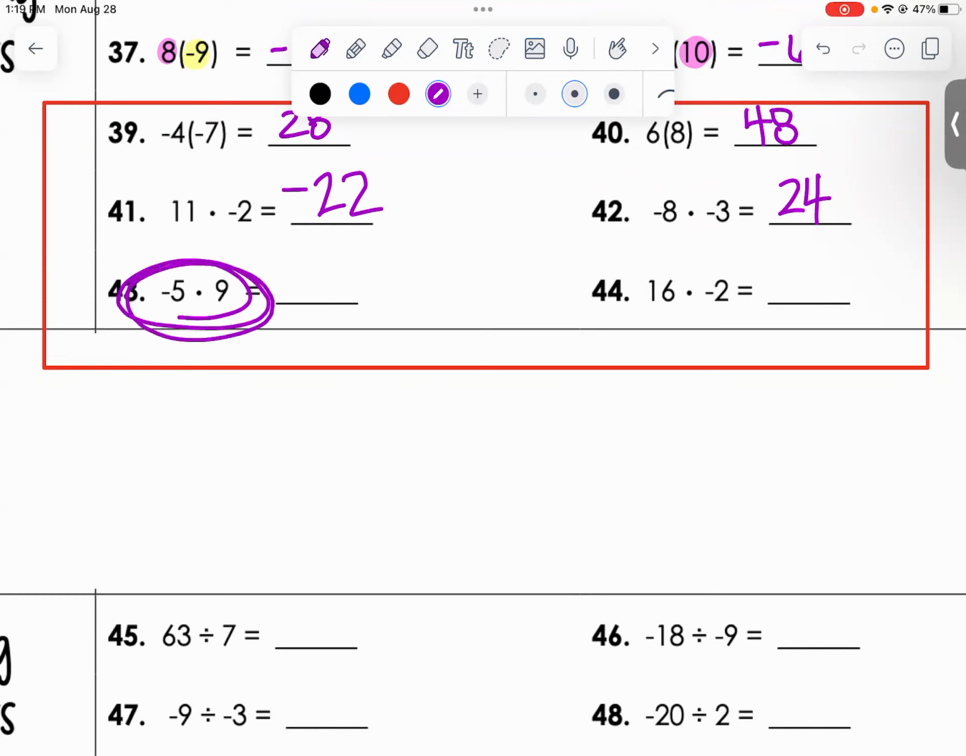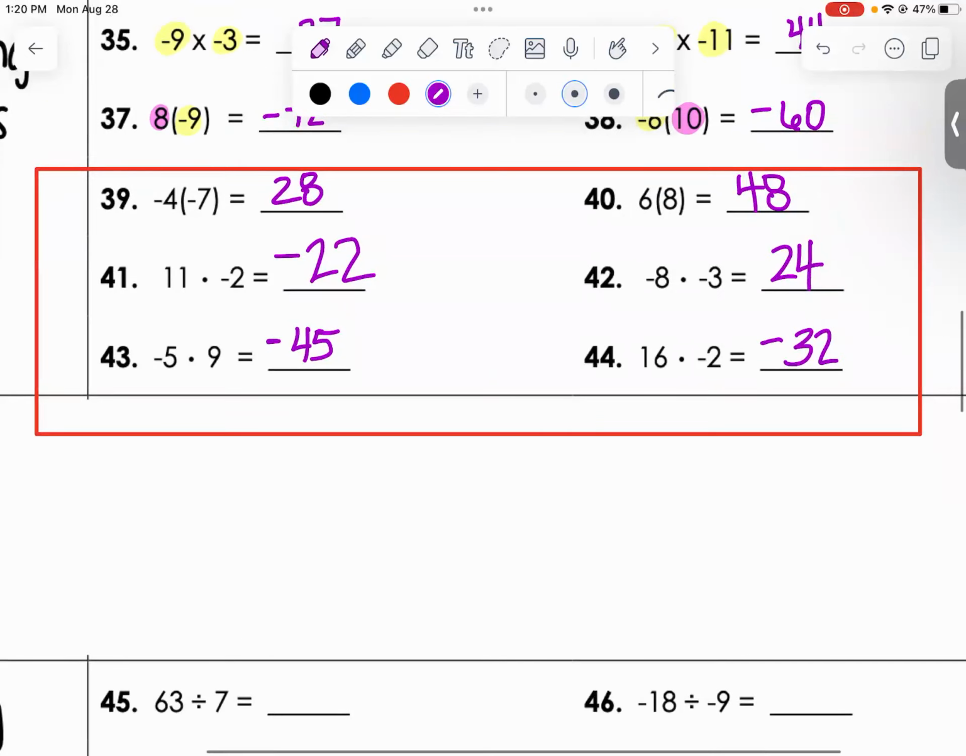Austin, what do you have for -5 times 9? -45. That is awesome. Thank you so much. Okay, so a -45. And then for number 44, Kale, what do you have? -32. 39 is a +28.